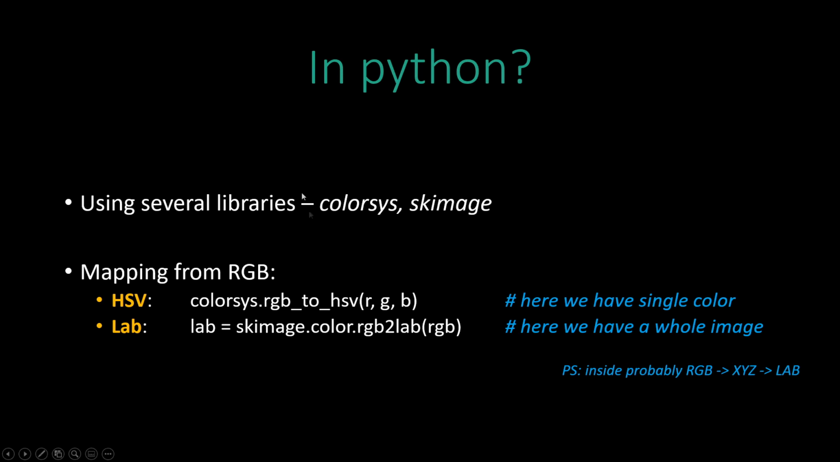There are libraries called colorsys, I think this one is the native library, and skimage, which is the one we might have to install. They allow us to convert between HSV and RGB, in this direction or the other, and also the same for Lab and other color spaces. So RGB to Lab, because Lab is working in XYZ. I think what probably happens here is they converted from RGB to XYZ, and then from XYZ to Lab, and then you can work with that in the Lab domain.